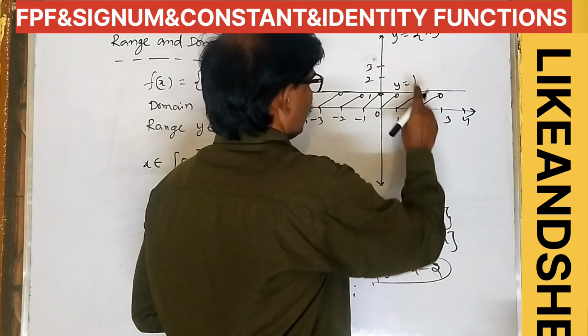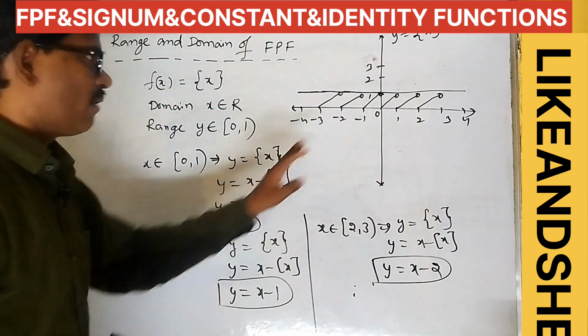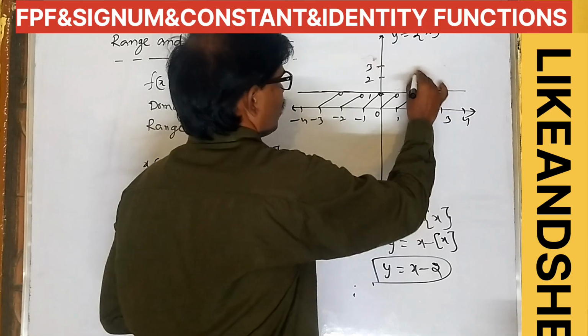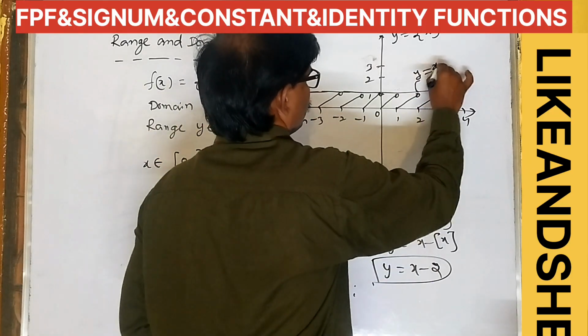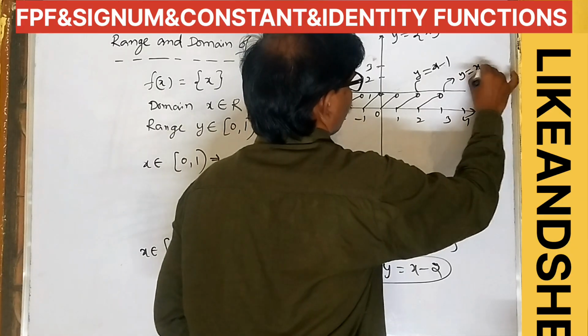Next, what is the y value here? Y is equal to 1. Next here, what is the equation? This one is y is equal to x minus 1. And this one is y is equal to x minus 2.